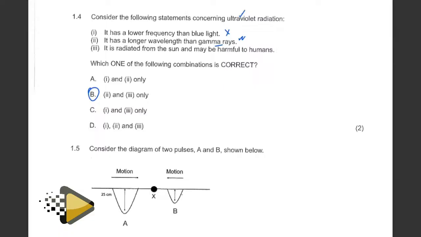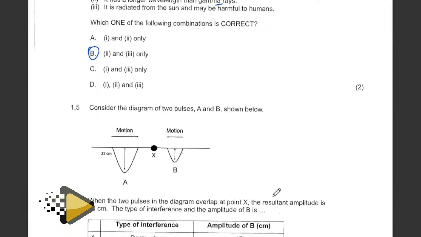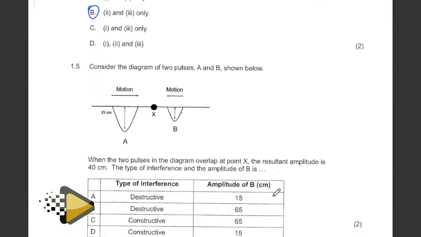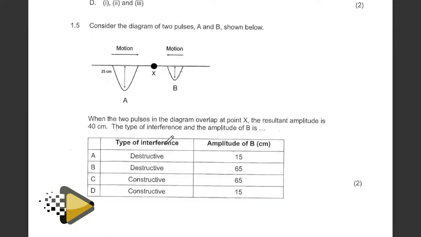Then 1.5, if we consider the diagram of two pulses A and B, I found an issue with this question, whereby we have the amplitude of A, but we don't have the amplitude of B. Let's read the question, maybe it will make sense. So if we have the following pulses, A and B as shown below, the amplitude is 25. In this case, we don't know the amplitude.